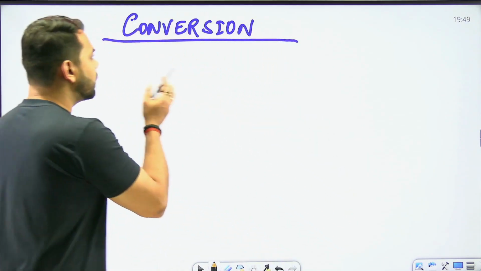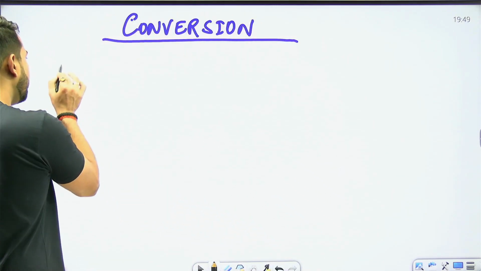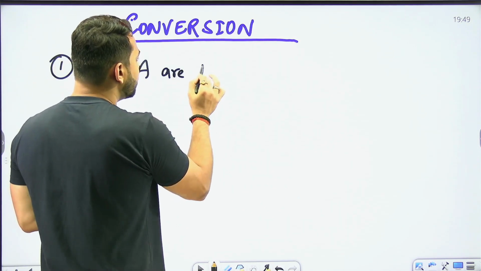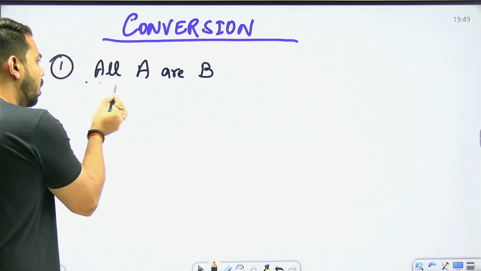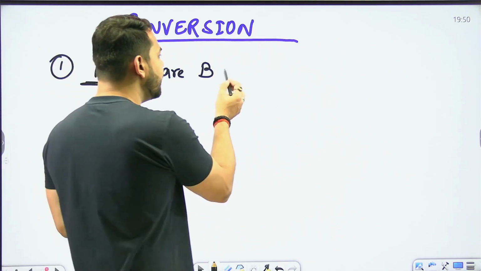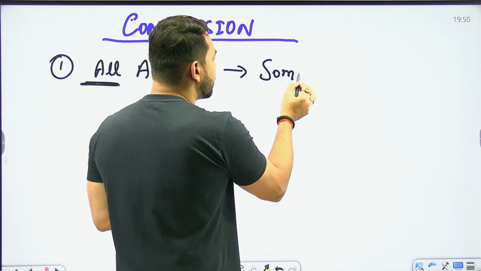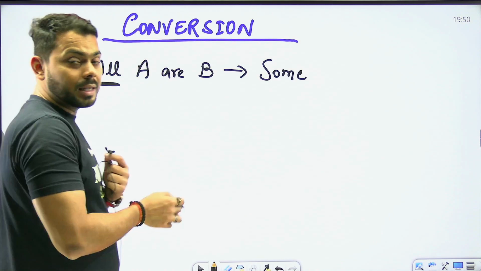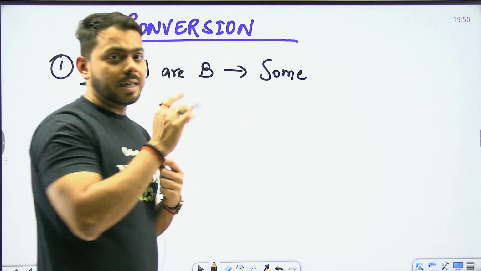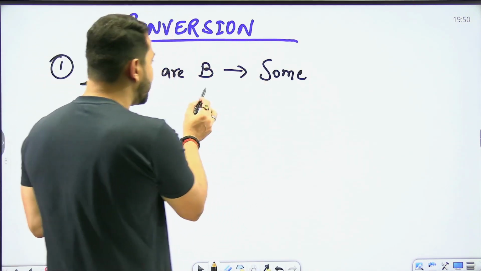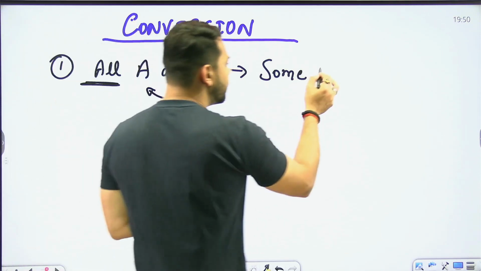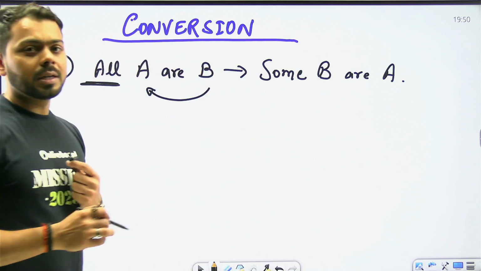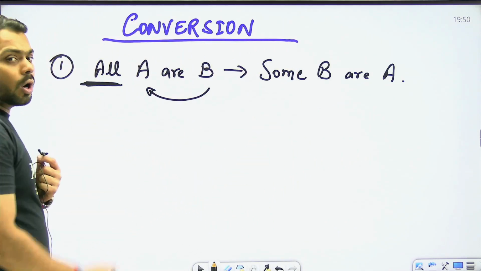If we talk about the conversion of statements, the first one is, if it is given all A are B, all A are B, then the conversion of an all type of statement will be done in some. The conversion of all will be some. Like if it is given all A are B, then we can write it in converted form as some B are A. Some B are A, right? So this is the conversion of the all statement.